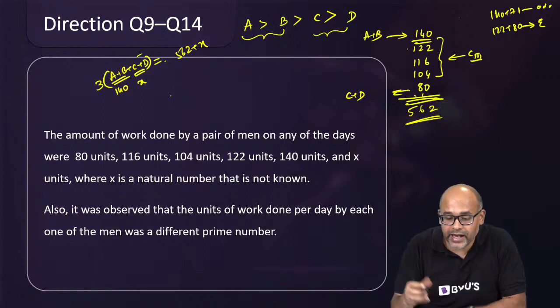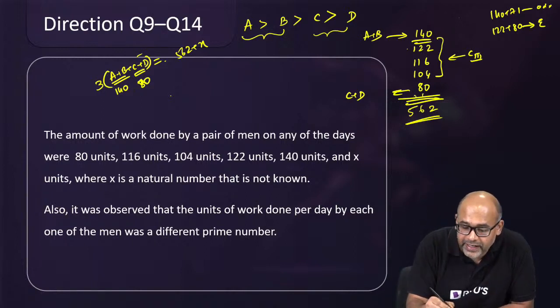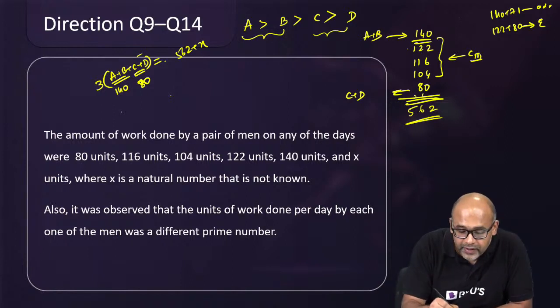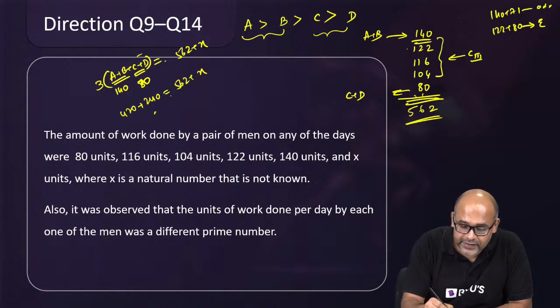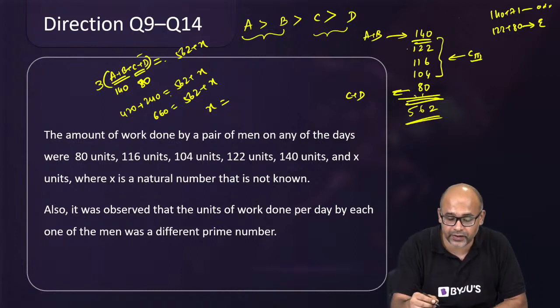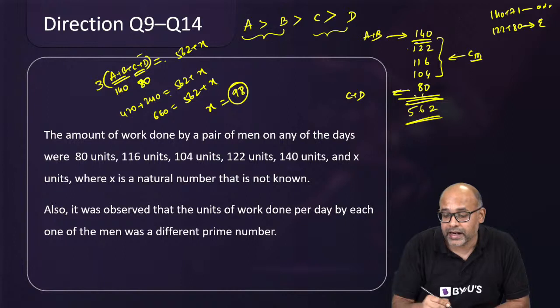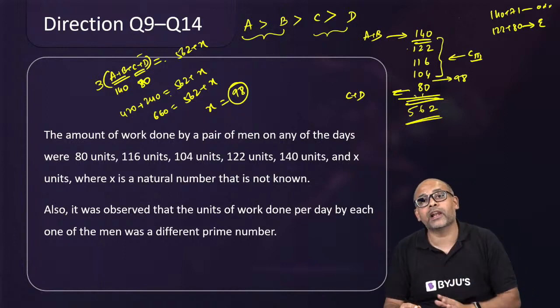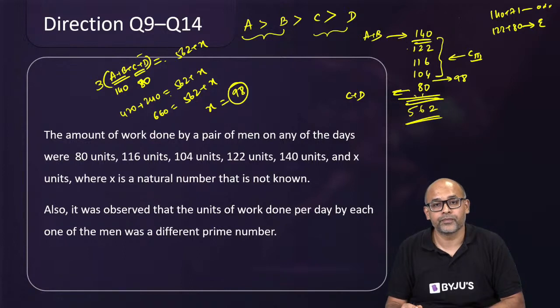Right? So then I will say 140 plus 80 is equal to 562 plus X. So this gives me 420 plus 240 is equal to 562 plus X. So 660 is equal to 562 plus X. So my X will become 660 minus 562, which is 98. Now 98 should be over here. Now do the calculation, you will see it will match.